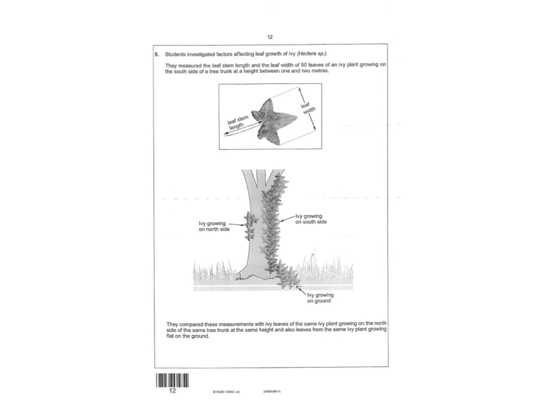Students investigated factors affecting leaf growth of ivy. They measured the leaf stem length and the leaf width of 50 leaves of an ivy plant growing on the south side of a tree trunk at a height between 1 and 2 metres. They compared these measurements with ivy leaves of the same ivy plant growing on the north side of the same tree trunk at the same height, and also leaves from the same ivy plant growing flat on the ground. North side hasn't got a lot.